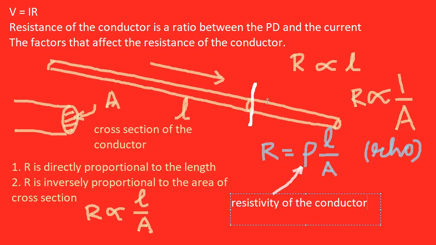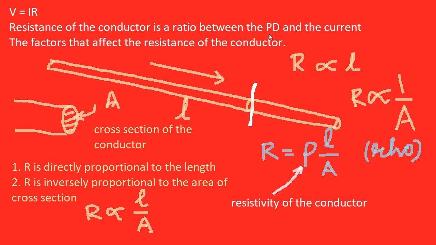So once again, let us see what we have here. The resistance of the conductor is directly proportional to the length of the conductor, and it is inversely proportional to the area of cross section. So we have this relation R proportional to L by A, and we are replacing the proportionality with an equality sign. For that, we multiply the right hand side with a constant, and that constant is rho. It's a Greek letter, and this rho is called the resistivity of the conductor, and it is a characteristic property of the conductor.